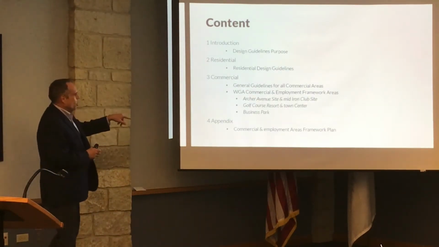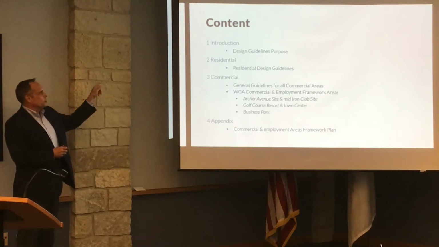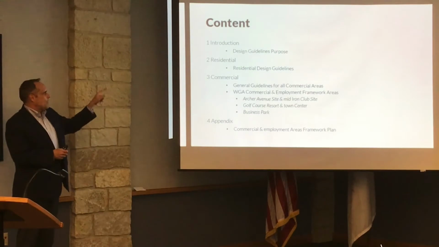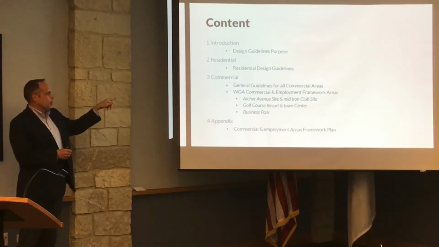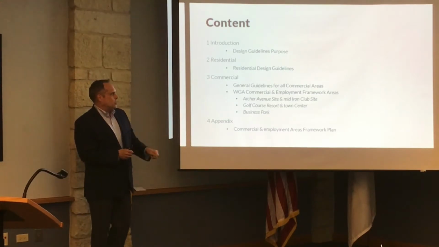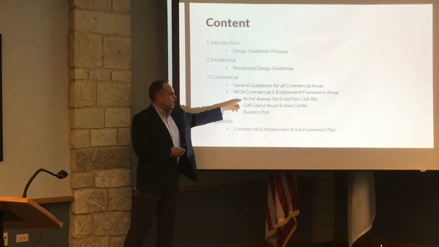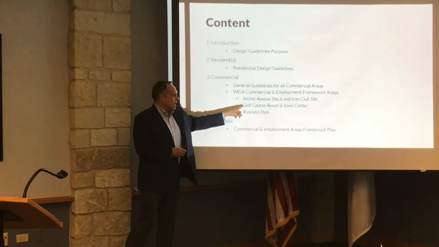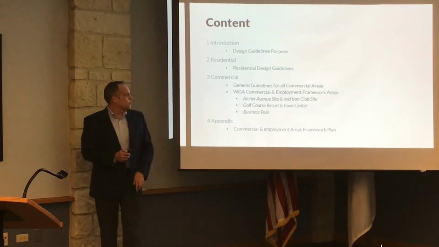The content is broken into 3 pieces: an introduction, which talks about the purpose; the design guidelines for all residential development; and the design guidelines for all the commercial development, broken into general guidelines for all commercial, and then specific guidelines for Archer Avenue and Mid-Iron, golf course, resort and town center area, and then the business park.